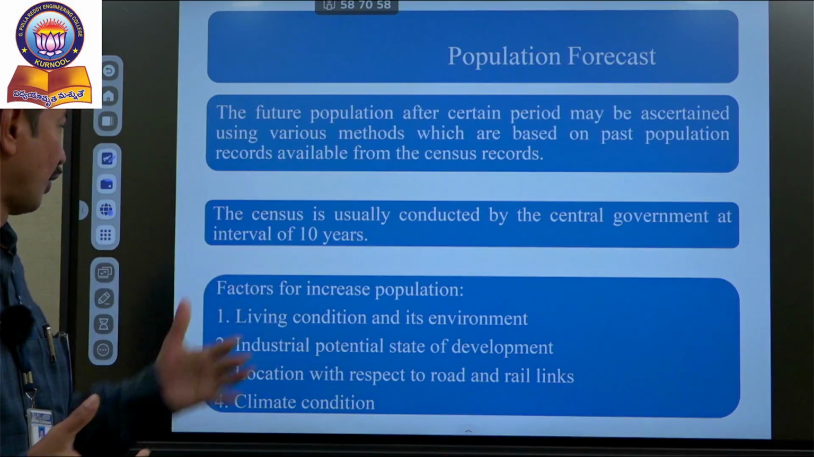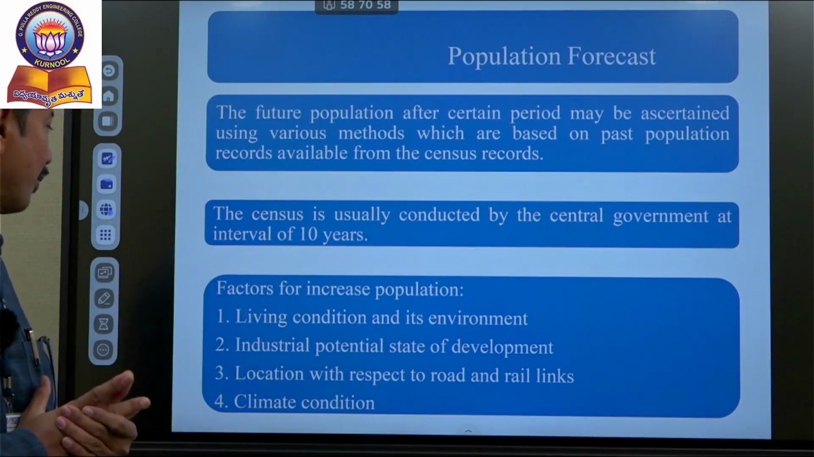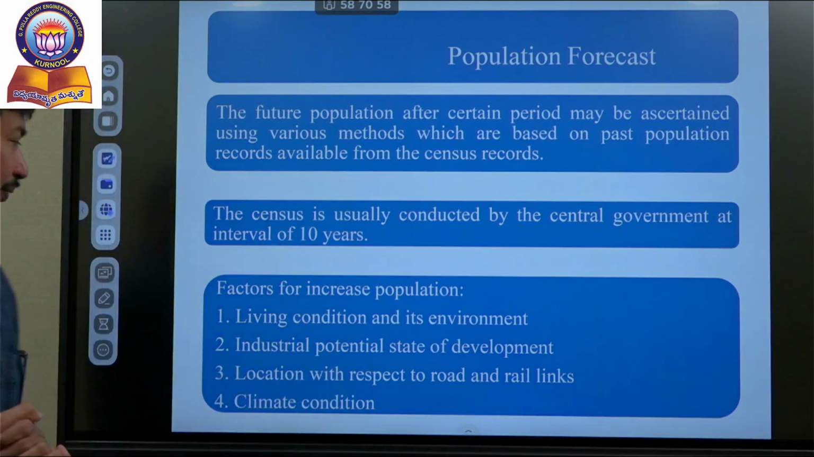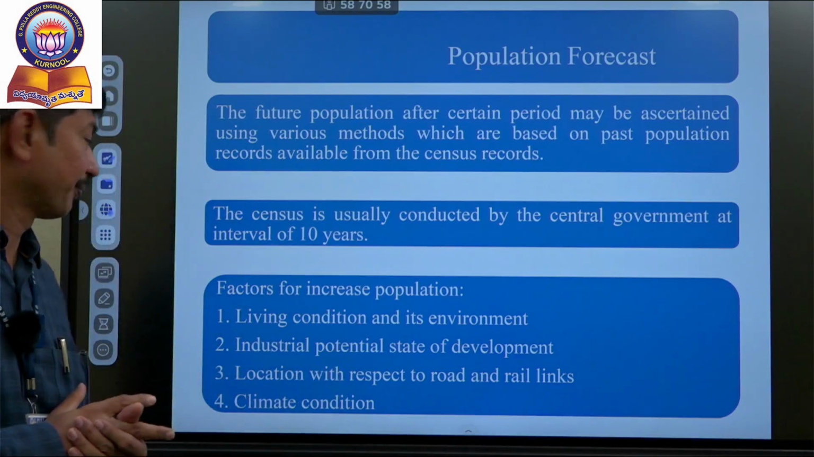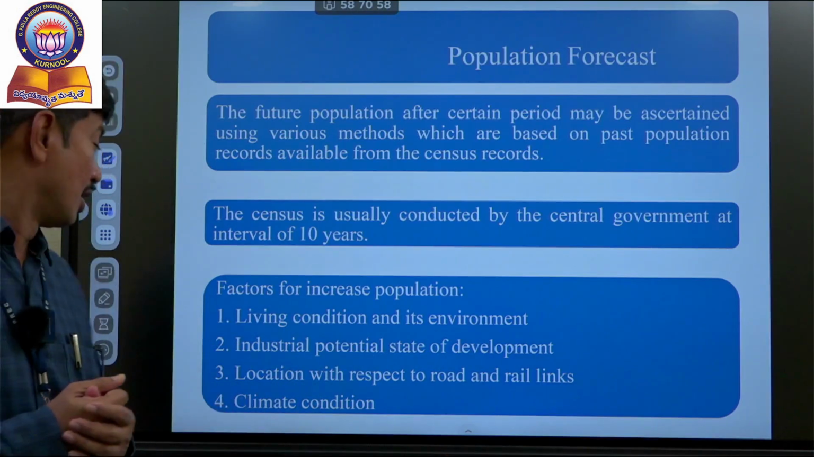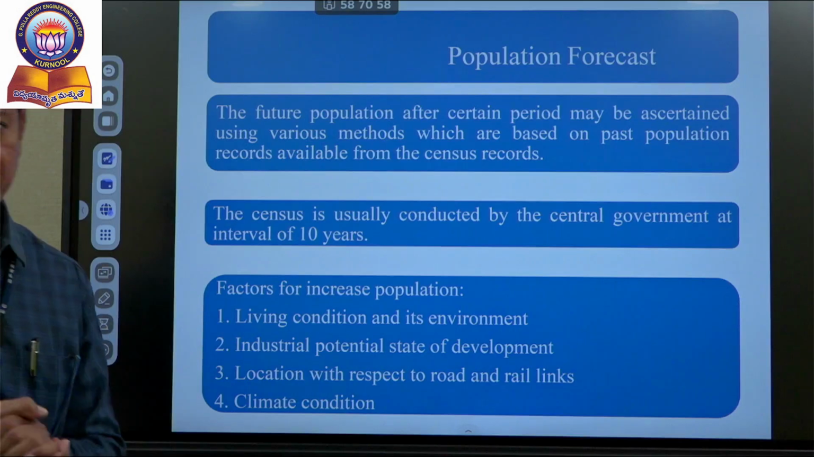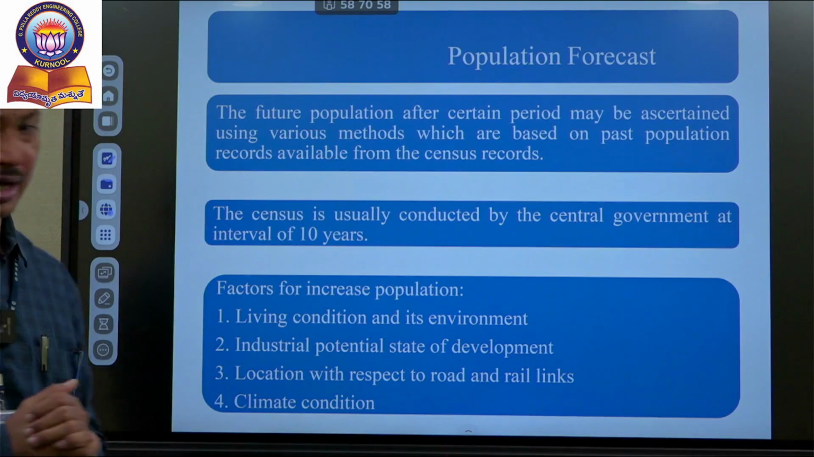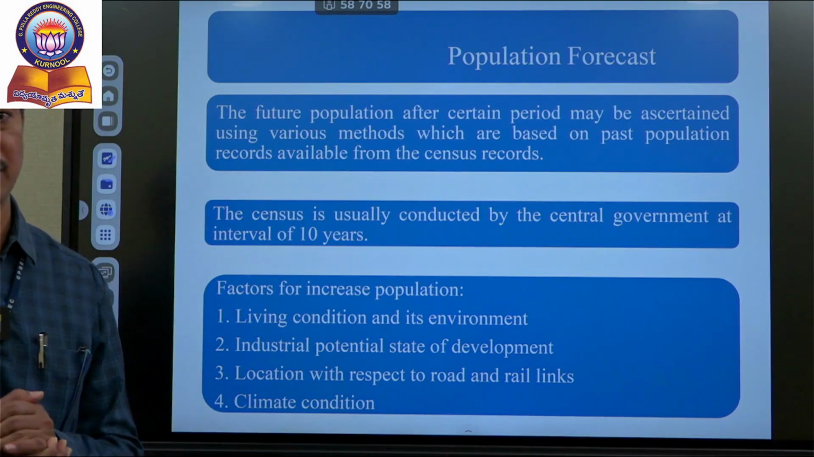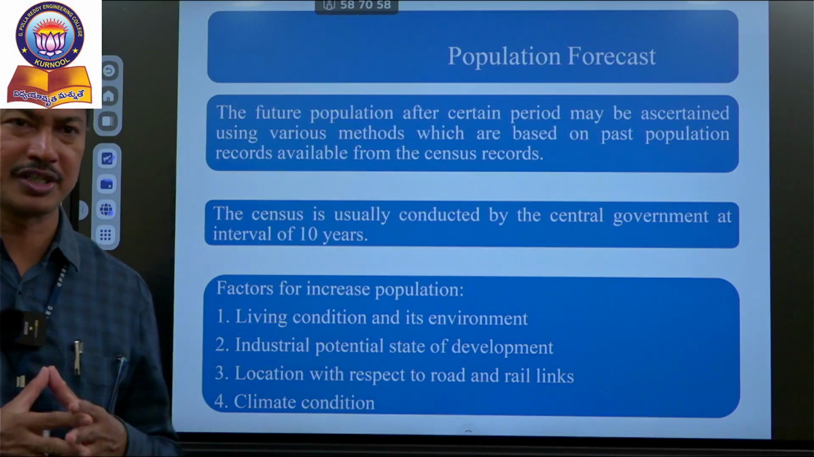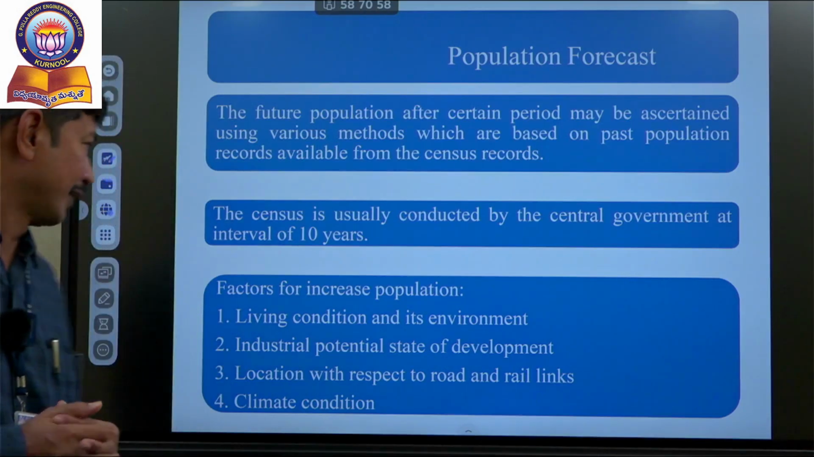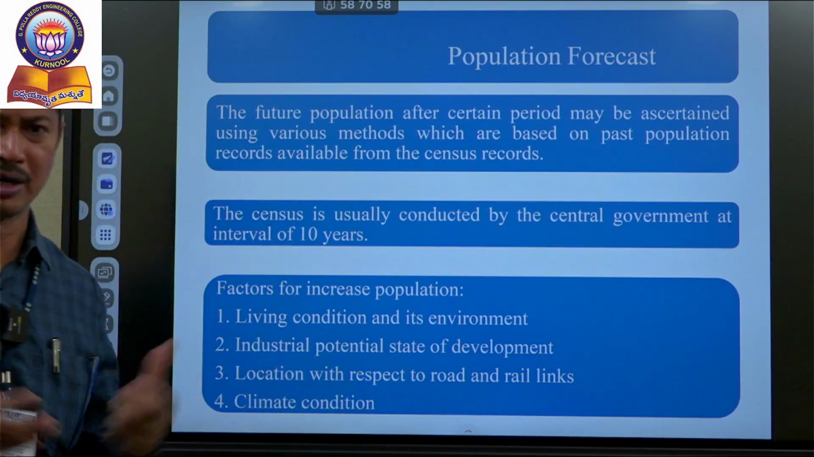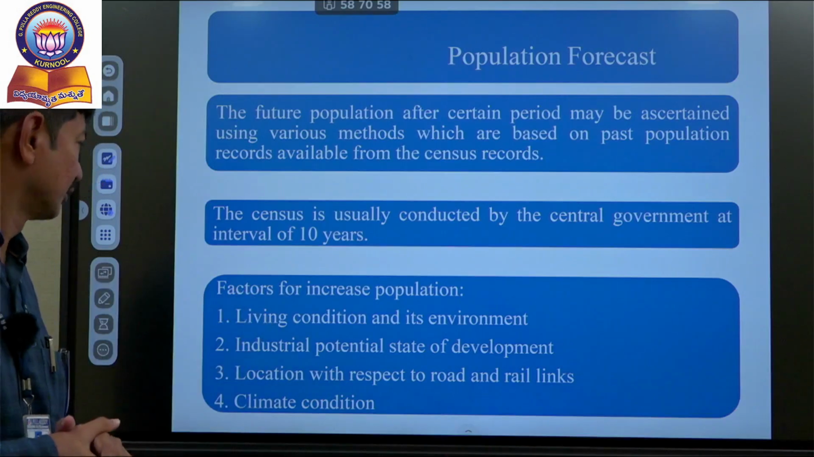So what are the factors increasing the population? One is facilities, living condition and its environment, industrial potential, and location with respect to transportation facilities, connecting and junction points like that, and climate condition. These are the main 4 factors increasing the population of any town or city. Living condition means medical facilities and environment, everything, right?